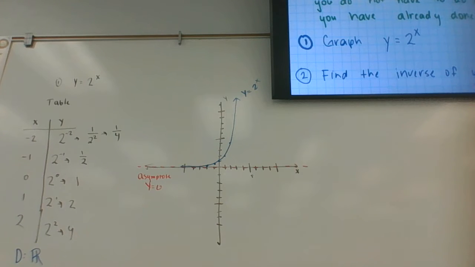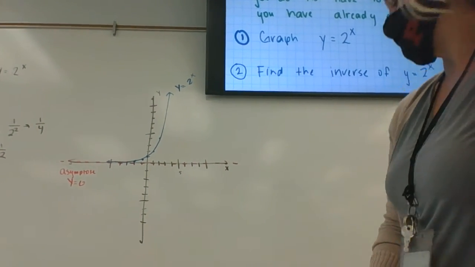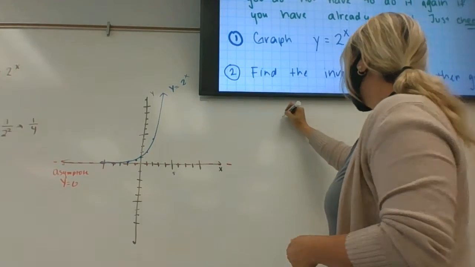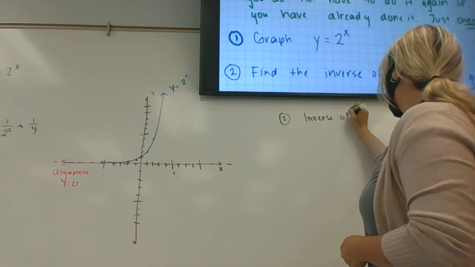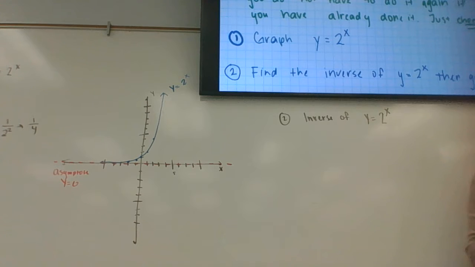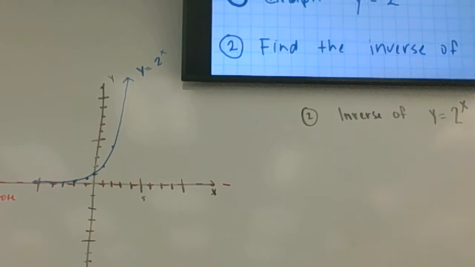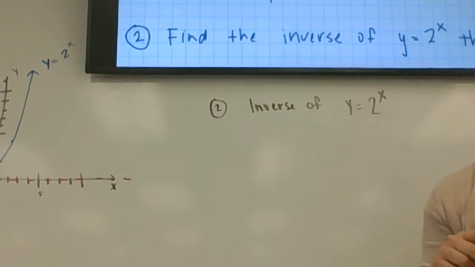Alright, so in the video is the only time I've ever talked about how you find the inverse of an exponential function. But we have learned inverses before. Can anybody recall how to find the inverse of an equation? Switch x and y and get y alone. Good job.